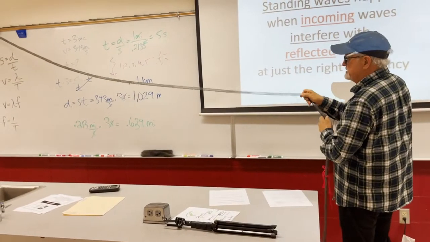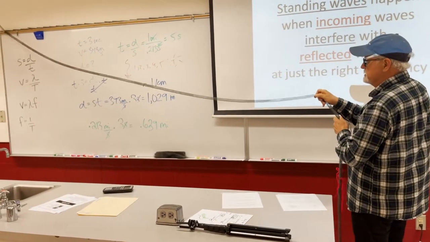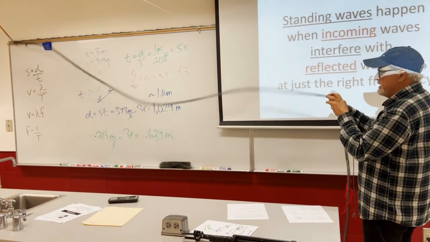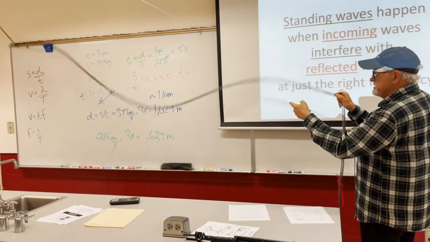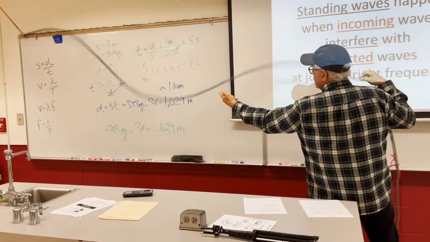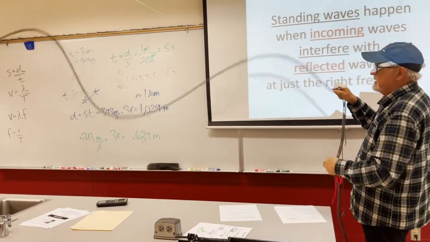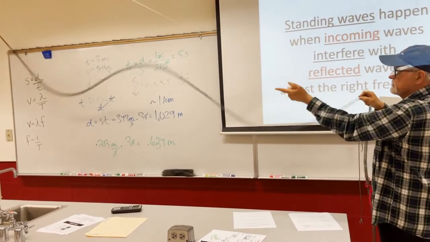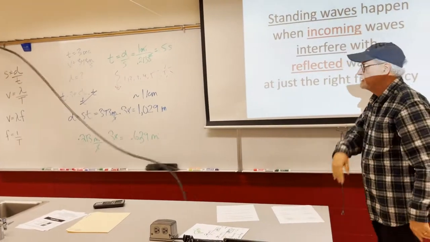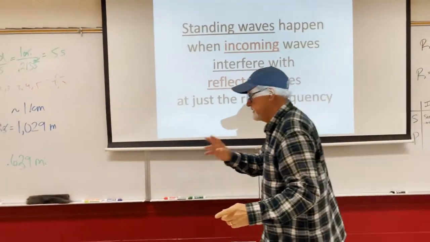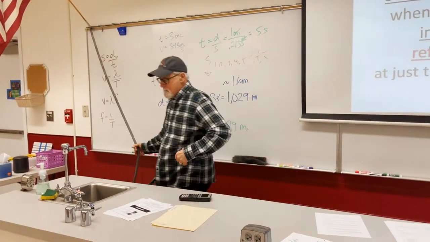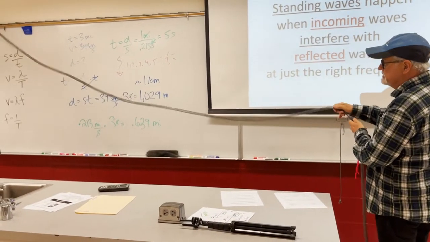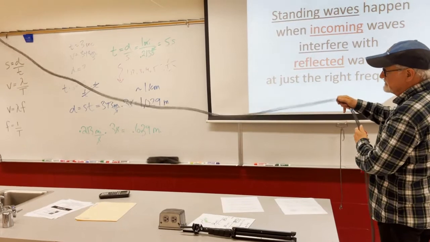So if I send a bunch of little tiny pulses at just the right frequency, notice how much I'm moving my hand. Not very much. And notice I'm getting big bumps and no bumps. And what's going on? I'm sending a bunch of little pulses that go down on one side and reflect back inverted. And that's called a standing wave. Now, if I don't hit the right frequency, well, then I don't have standing waves.